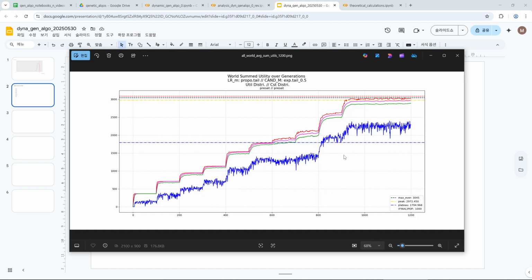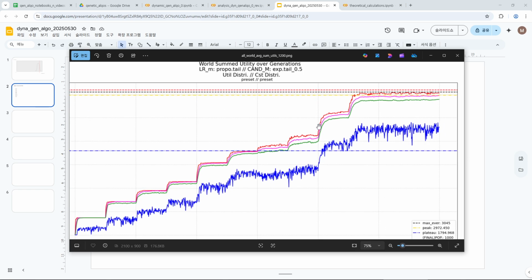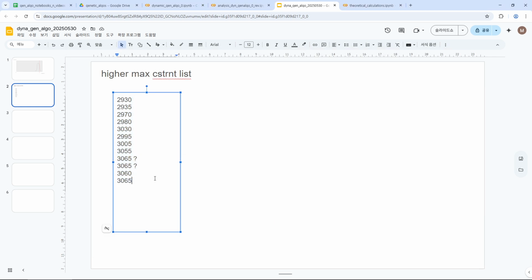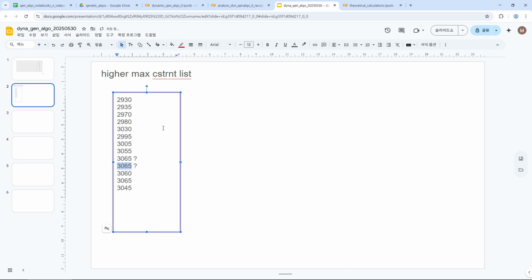Now this one, we have the maximum ever at 3045, and this is when the candidate percentage was lowered to 0.5 or 50%. So it is very likely that 3065 is the true ceiling when it comes to 100 items with higher max constraint values.